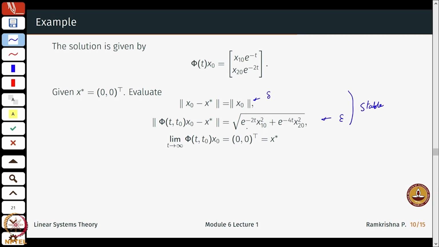But look at this expression here. What happens? It has two terms which are exponentially decaying, and therefore if I put the limit as t goes to infinity, I'll just end up here. So limit t tends to infinity, phi t naught x naught is the origin, which is the equilibrium of interest. Again, a simple example, but good enough to verify what is happening here. Okay, are we happy when we say this?